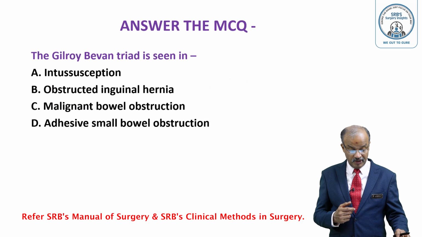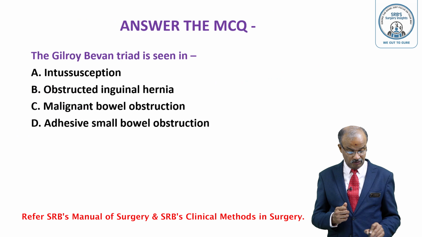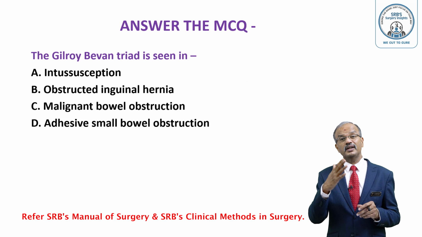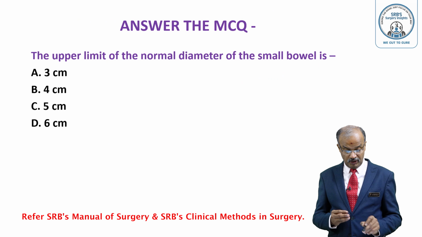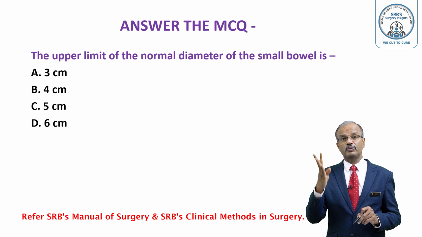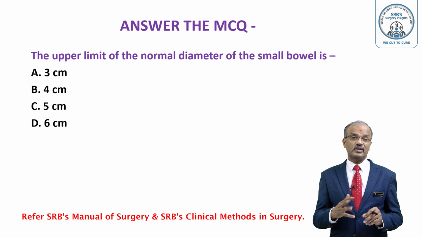And so answer the MCQ. Gilroy B1 triad is seen in intussusception, obstructed hernia, malignant bowel obstruction, adhesive small bowel obstruction. Students, please put the right answer. I'll appreciate and acknowledge your correct answer later. And another MCQ: the upper limit of the normal diameter of the small bowel is 3 cm, 4 cm, 5 cm, 6 cm. Put the right answer. I'll acknowledge you and give the right answer later.